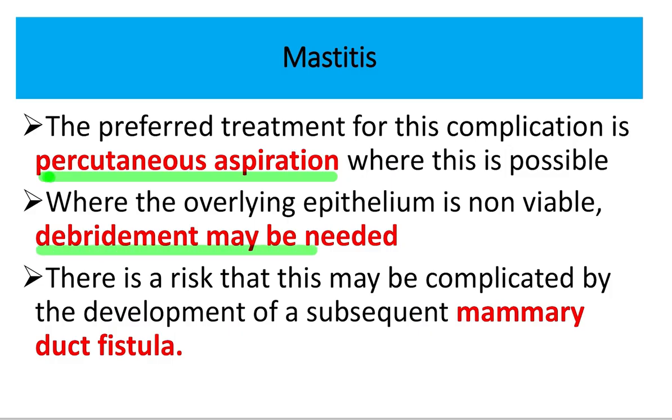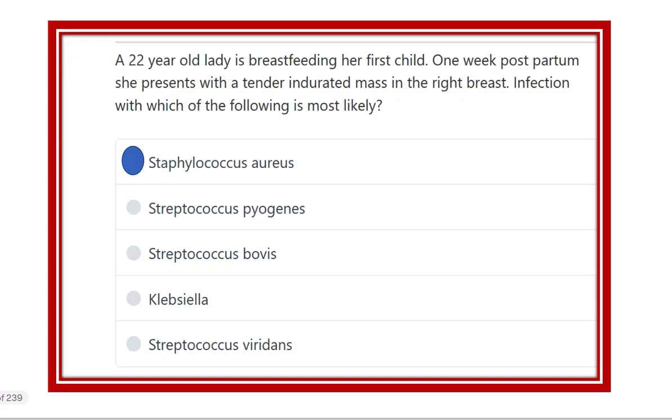But there is a complication, which is the mammary duct fistula. So sometimes there is a chance of development of a mammary duct fistula. So what is the most common organism for mastitis? It is Staphylococcus aureus.